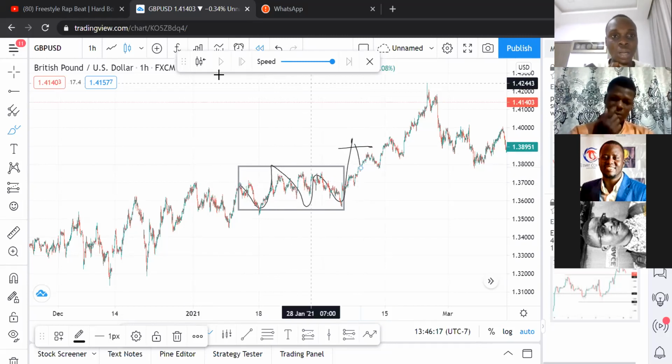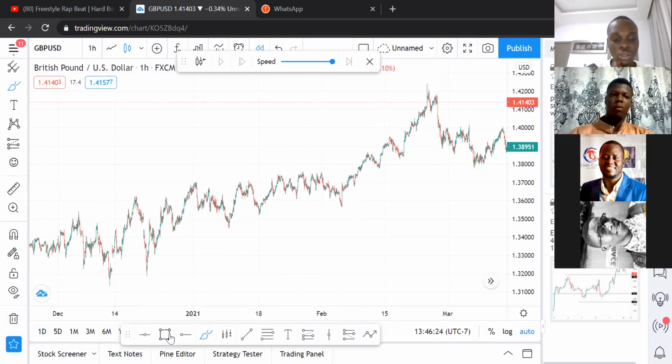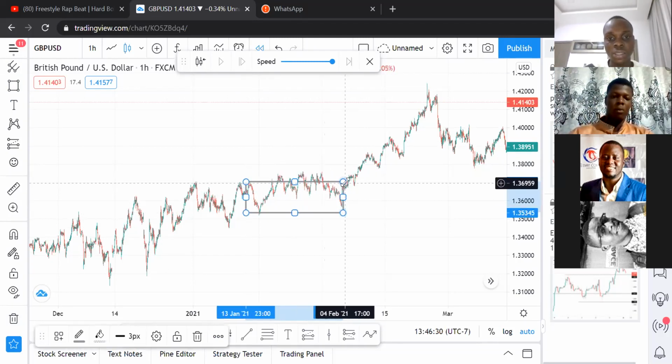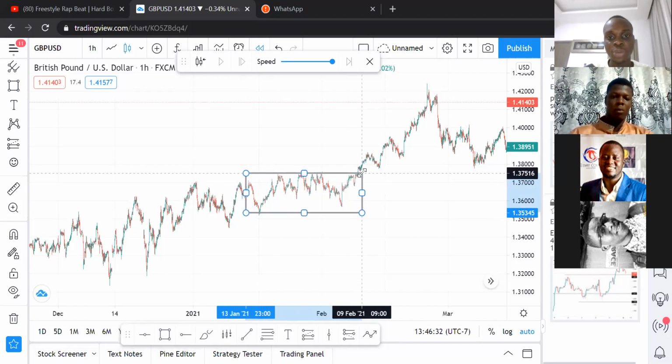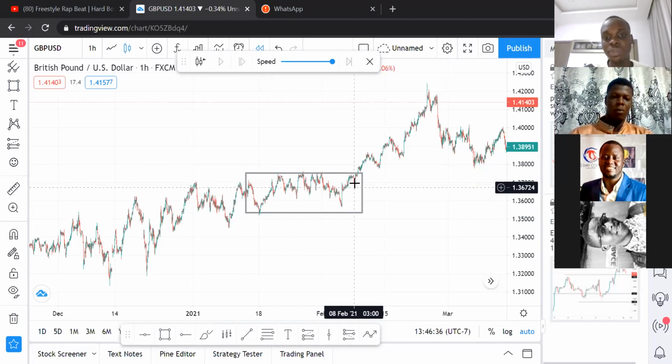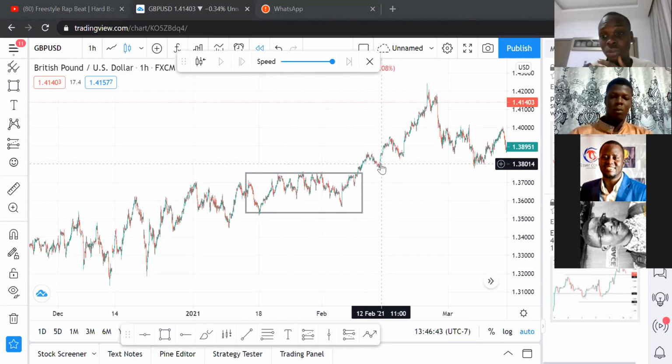Now, let's see what happened in this situation. Check it out. The market was consolidating, boom. The market was consolidating, broke out, boom. Now, when it broke out, it came back to retest, to form a new higher low. Yeah, this is your entry.